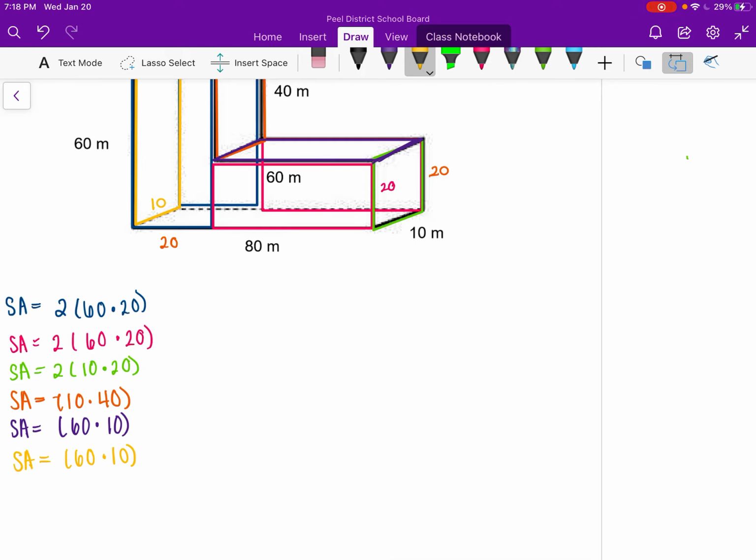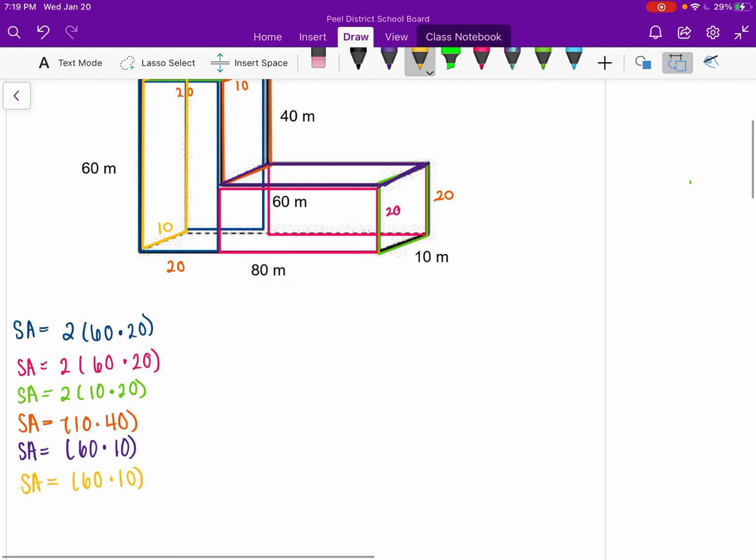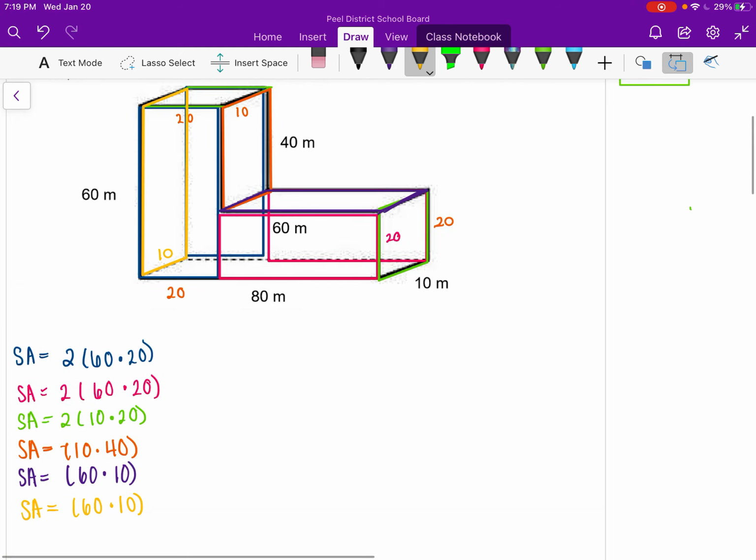Okay, so I have 1, 2, 3, 4, 5, 6. And I was just counting and making sure I had all my sides. So I had 1, 2, 3, 4, right? So 1, 2, 3, 4, 5, 6, 7, 8, 9. Yeah, I got all of them.